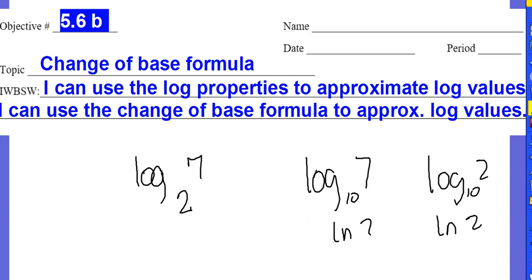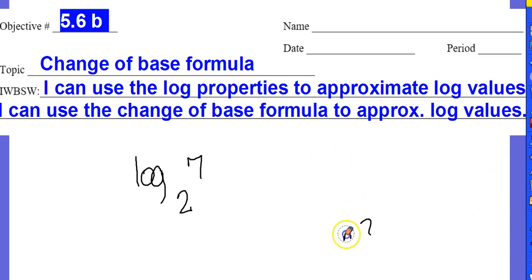But before I do that, I just want to brush off our skills from last week, and we're going to use some log properties to find some logs without a calculator. Okay, so a couple things to remember.